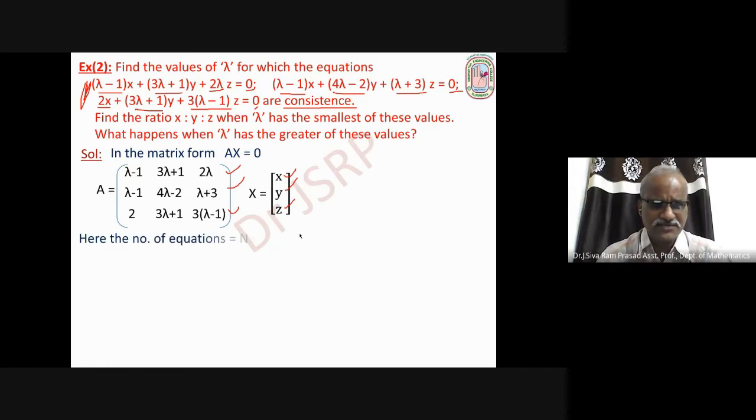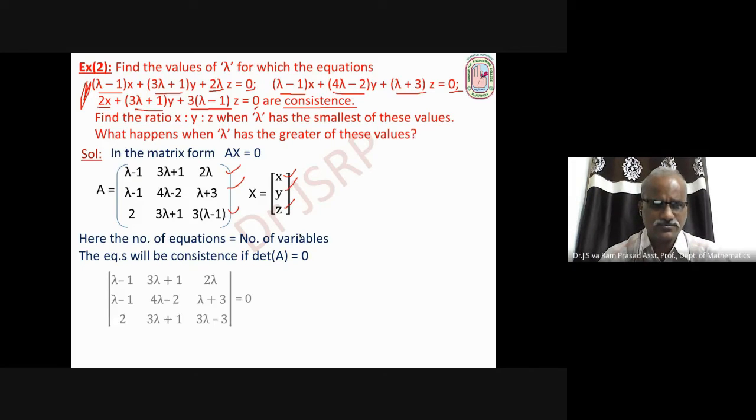So here the number of equations equals the number of variables, so the equations will be consistent if det A equals 0. That is, the determinant of this matrix equals 0. This is the condition for consistency of homogeneous equations when the number of equations equals the number of variables. So we have to find this determinant. We get a cubic polynomial in lambda. We have to solve that cubic polynomial to get lambda values.